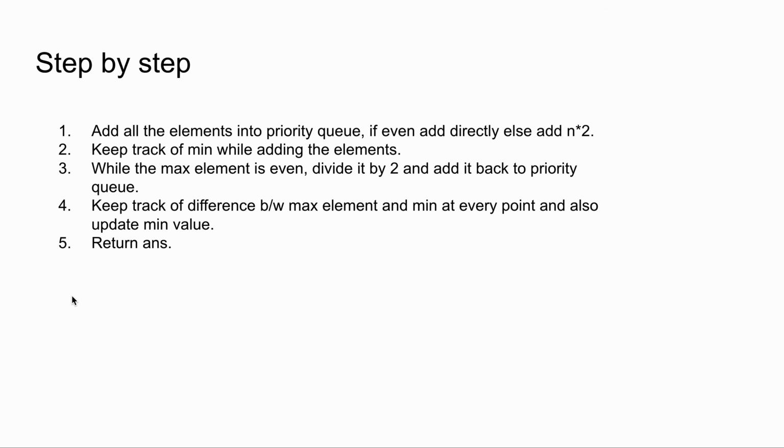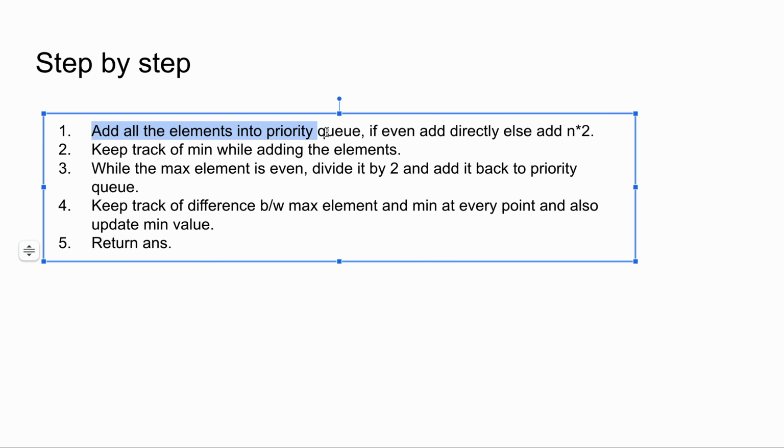Okay, now let's discuss the step-by-step approach. The first step is we will add all the elements in the priority queue. But before adding that, remember we have to convert all the elements into their maximum possible value. That is, if it is an even number, we can add it directly, or else we will multiply it by 2 and then add it. Also, we have to keep track of the minimum element while adding. Because this is a max heap, we cannot directly get the minimum value. So we need to keep track of the minimum value ourselves.